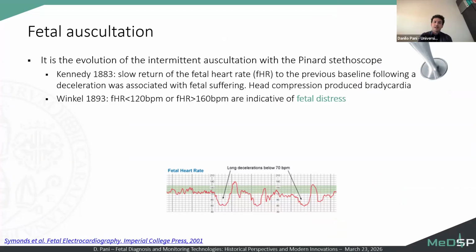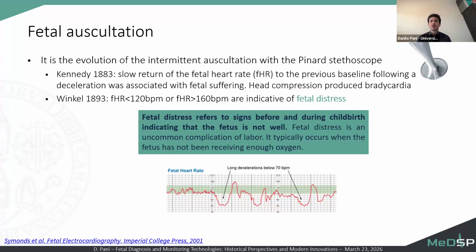In 1883, Kennedy started discussing the fact that head compression produced bradycardia, and this reflected in the slow return to the baseline after uterine contraction that produced the decelerations. And 10 years later, established the limits that are currently used also for the detection of fetal distress, which is an uncommon complication of labor that says that the baby is not well and typically because of low oxygen levels in the brain.